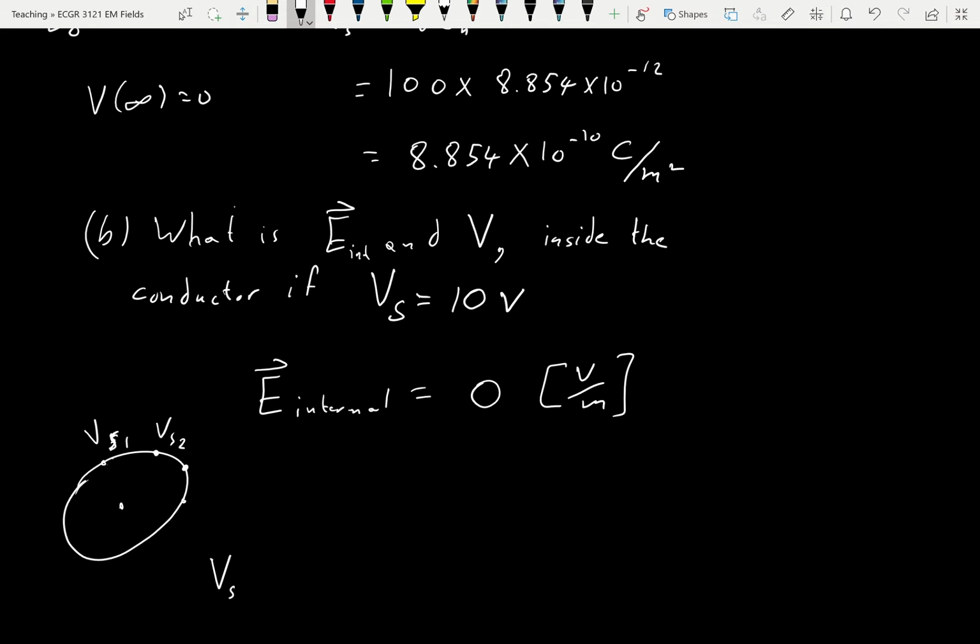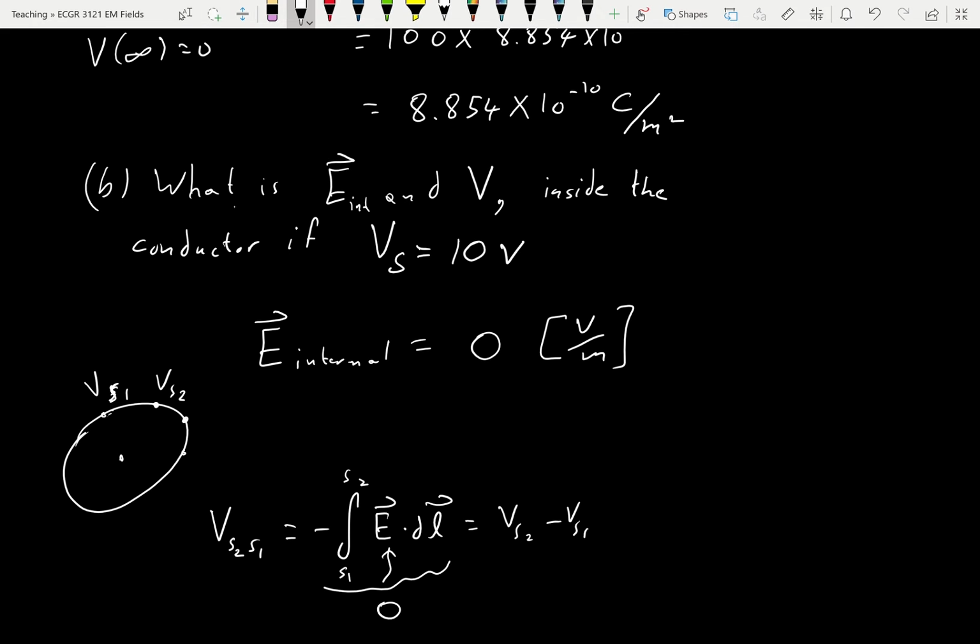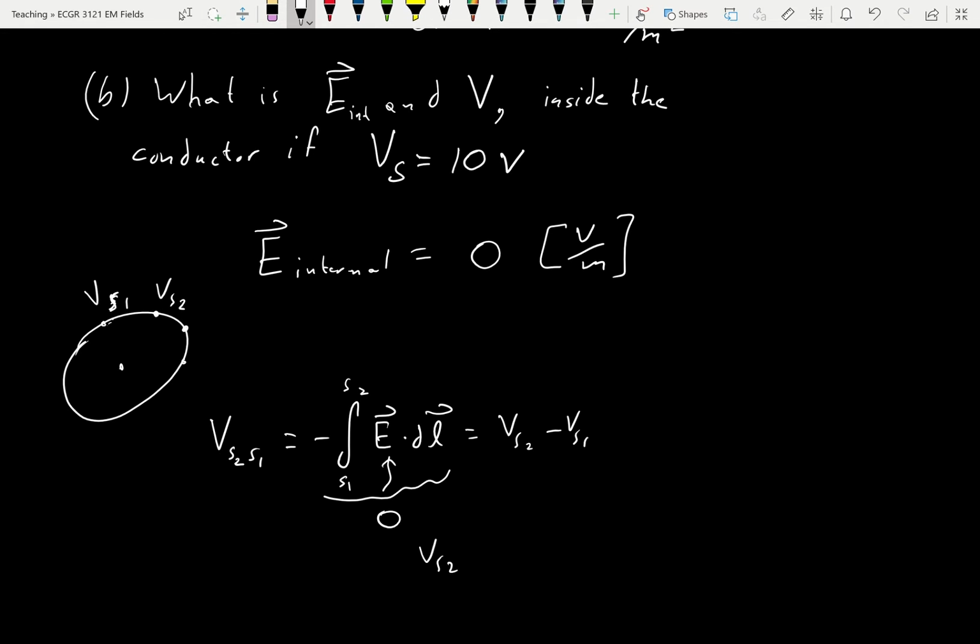The potential difference from Vs1 to Vs2 is just minus the integral of E dot dl from S1 to S2, right? So that's Vs2 minus Vs1. So I'm moving on the surface, but the electric field is always normal to my movement. It's always at 90 degrees to my path along the surface. So this will always be 0, right? So that means Vs2 will always equal Vs1. So the surface potential is going to be the same anywhere on the surface, right?